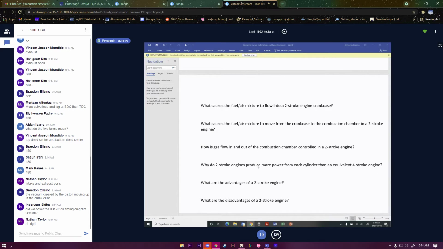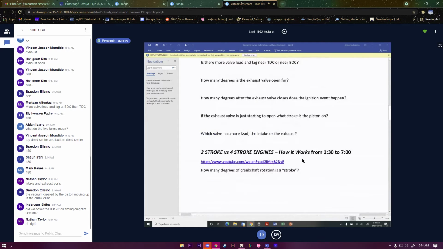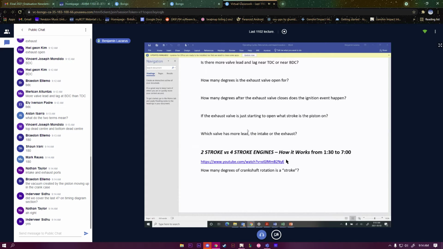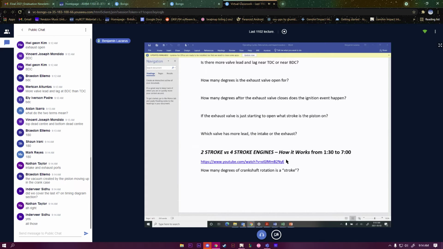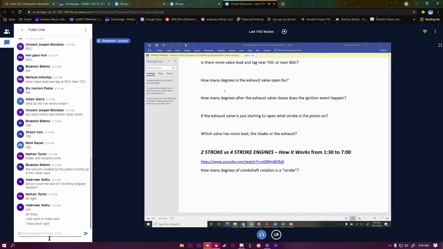Did we cover the last 4 in the timing? Well, nobody's asked me any questions. You mean these 4? How many degrees is the exhaust valve open for? These are all referencing a particular diagram. So what are the answers? How many degrees is the exhaust valve open for?